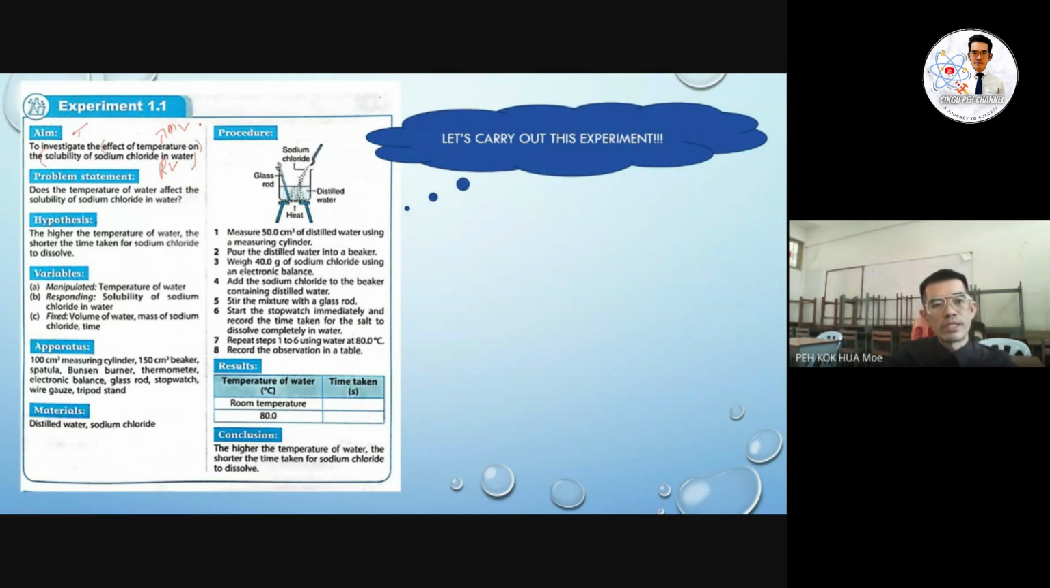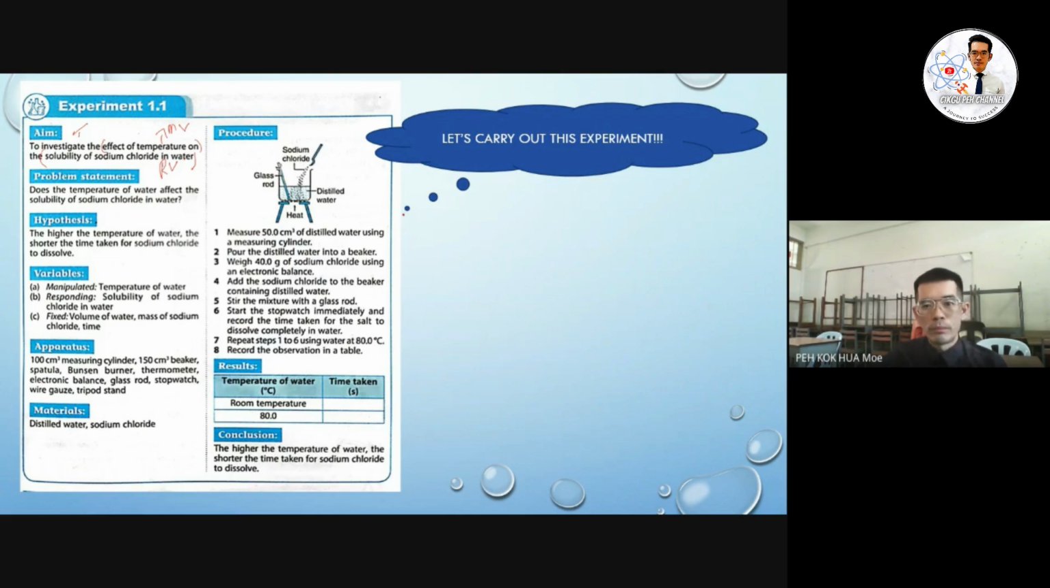So if, let's say, we have a higher temperature, we expect the time for dissolving to be reduced with the same amount of sodium chloride. Sodium chloride actually is a salt. For example, for your experiment here, if the question does not give any procedure, first you have to relate your MV to your RV.